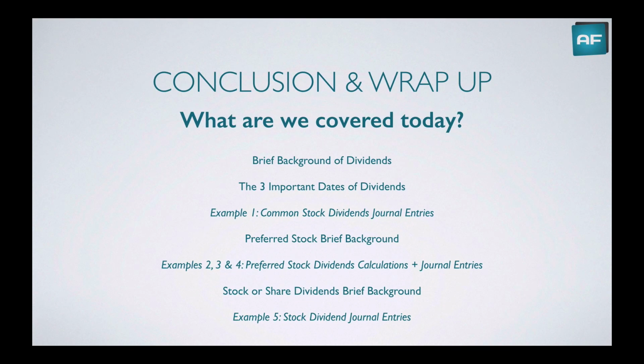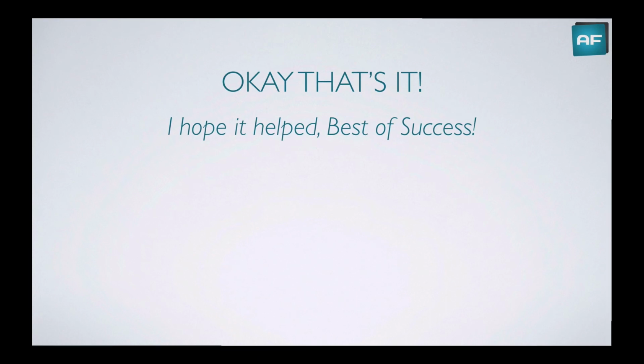Alright, let's do a wrap up. What do we cover? A brief background on dividends, the 3 important dates of dividends, that is the declaration date, the record date, and the payment date. We had an example of just a straightforward common stock cash dividend. Then we moved on to preferred stocks, giving them a brief background. And then we had a few examples of preferred stock dividend calculations and journal entries. And then finally we had stock or share dividends, including a background and then an example that was very similar to the first example. Okay, that's it.